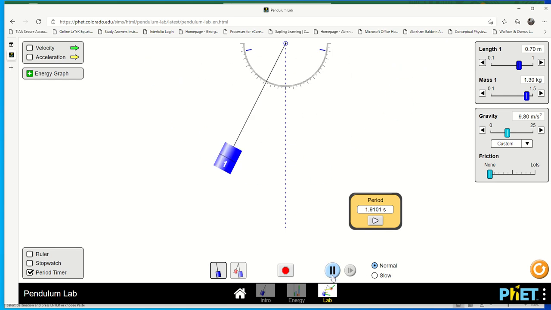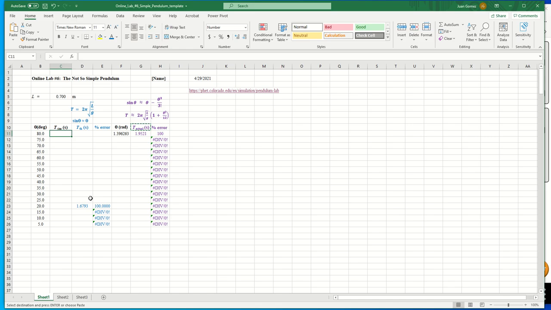You can go ahead and pause it if you want, it doesn't matter. I'm going to take that number and go to my spreadsheet right here. 1.9101. Okay, and notice the percent error over here automatically updated itself.